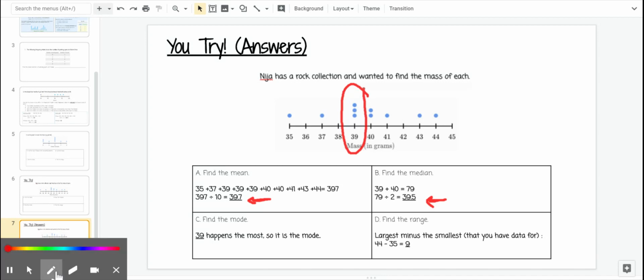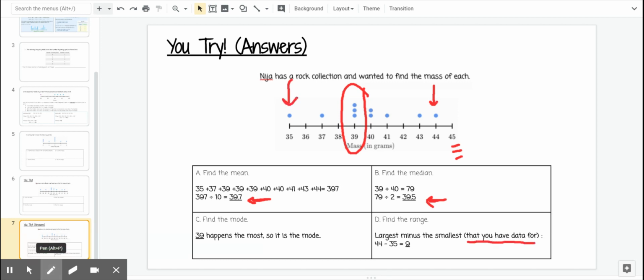And my range, again, is my largest, not 45. Even though 45 is on here, there's no data for it. So don't use 45. We use 44. We only use what we have data for. So 44 minus my smallest, like I said here, that you have data for, is 35.